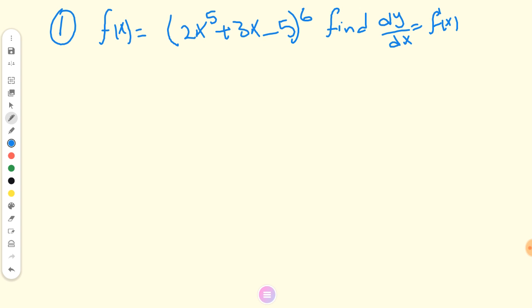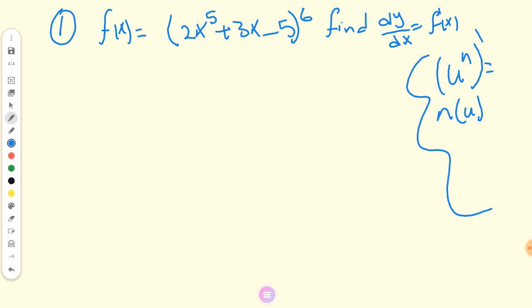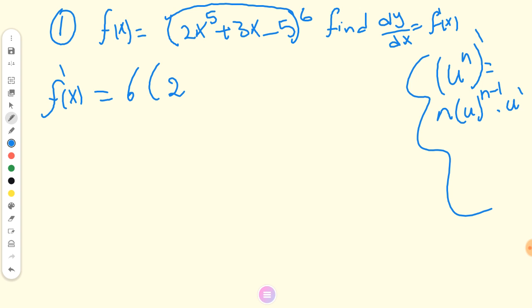Just apply the general power rule, which states what? u to power n, if we find its derivative, it will be n multiply u raised to power decreased by 1 multiply u prime. I think it's so easy. That is the first question I'd like to revise with you. The power, okay, it will be 6 multiply the bracket, 3x minus 5 all to power 5 multiply, don't forget, the derivative of what's inside the bracket.